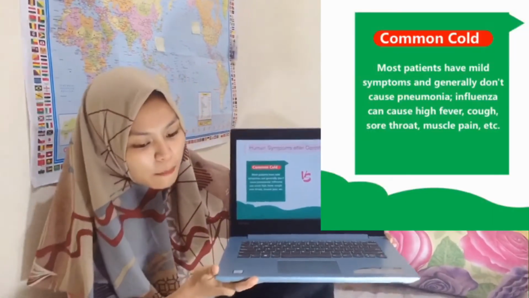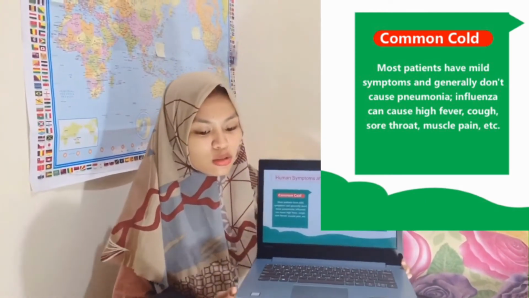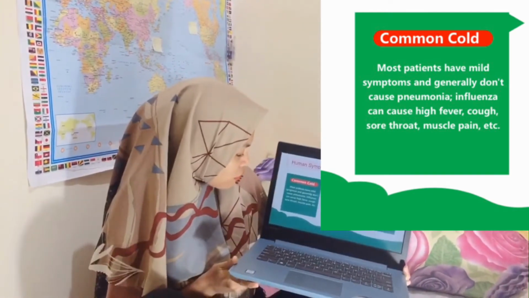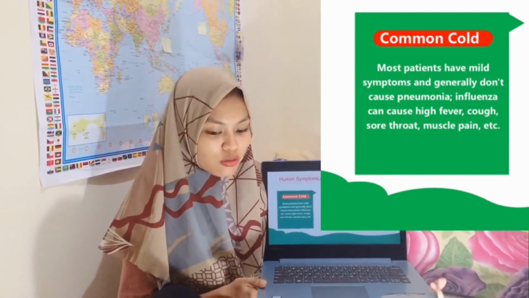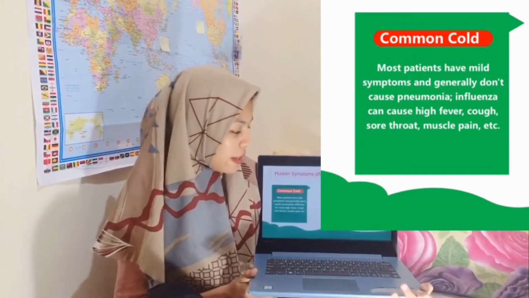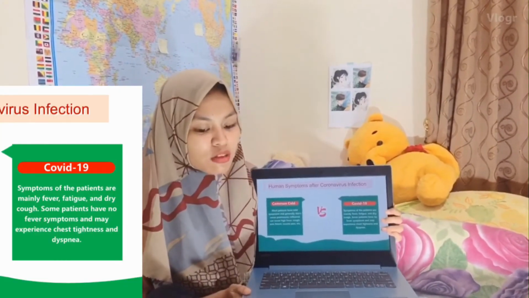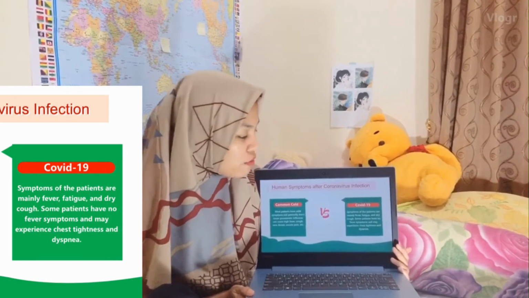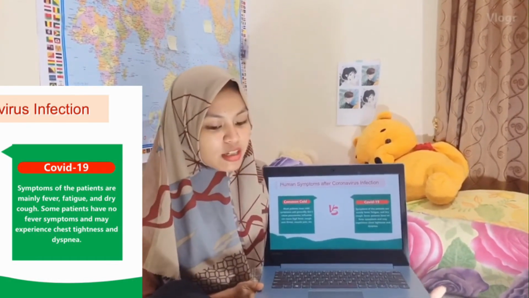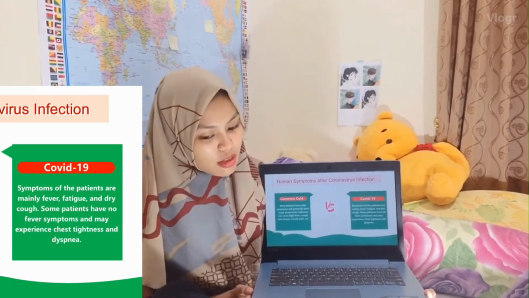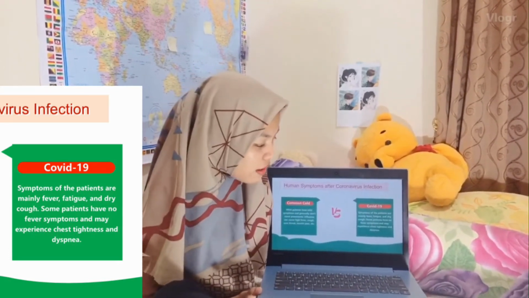Next, the difference between the common cold versus COVID-19. With the common cold, most patients have mild symptoms and generally don't get pneumonia. Influenza can cause high fever, cough, sore throat, muscle pain, and others. COVID-19 symptoms of the patients are mainly fever, fatigue, and dry cough. Some patients have no fever symptoms and may experience chest tightness and dyspnea.